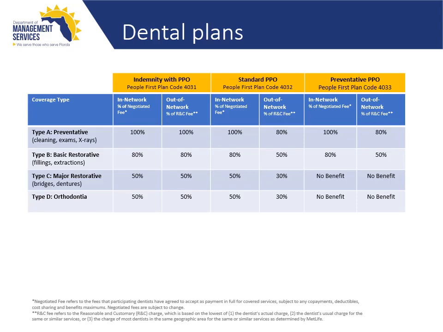Orthodontia. For the indemnity with PPO and standard PPO plan, if you and your eligible dependents require orthodontia services and you visit an in-network dentist, you are covered at 50% of the scheduled negotiated fee until you have reached your orthodontia lifetime benefits maximum. When visiting an out-of-network provider, the indemnity with PPO plan covers 50% and the standard PPO plan covers 30%. The remaining balance is your out-of-pocket expense.